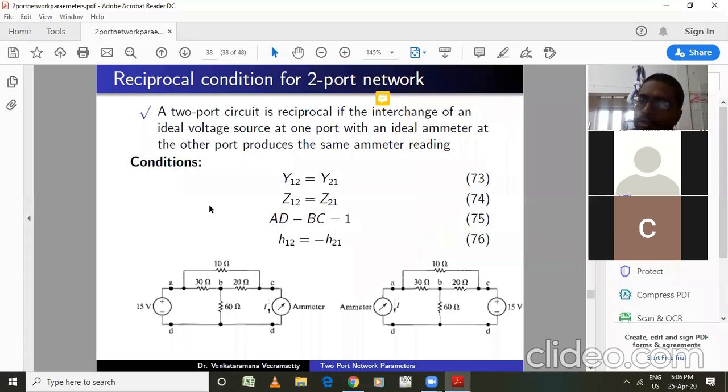So this is how we can use the information of the two-port network parameters to decide whether the given two-port network is a reciprocal network or not. Hope you understand what is meant by reciprocity or reciprocal, and what are the conditions for reciprocity in terms of the two-port network parameters. Right.